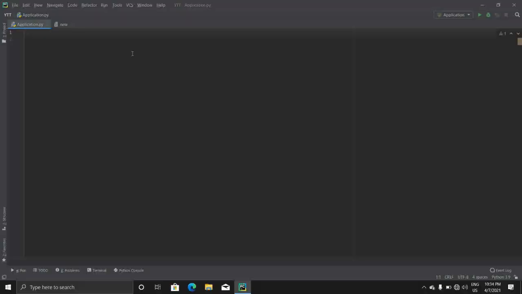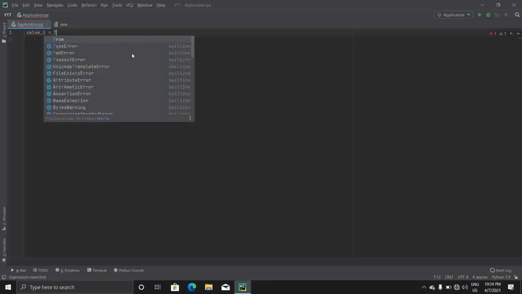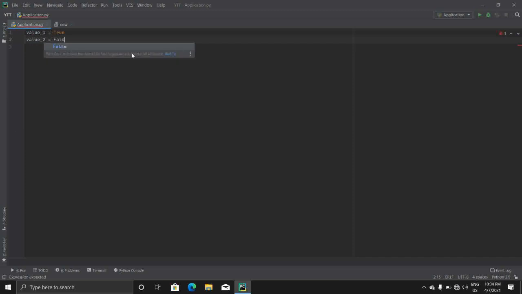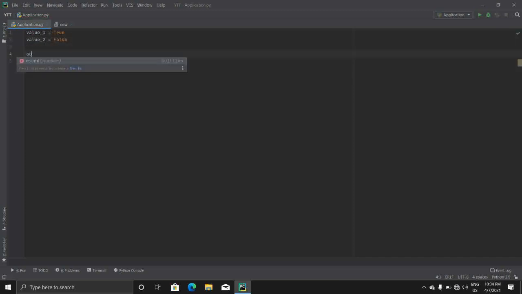First, let's see how to use the AND bitwise operator in Python. Now I'm going to store true and false values in two variables. Value 1 contains true and value 2 contains false. Now I'm going to create another variable to store our output.